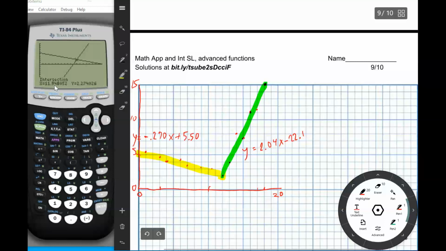So we'll put that the intersection point for the yellow and the green is going to be 11.9, comma 2.27. So when we define the function, we're going to use this line and this line equation, and then this 11.9 value here. So let's write that. I'm going to show you how to write that answer down.